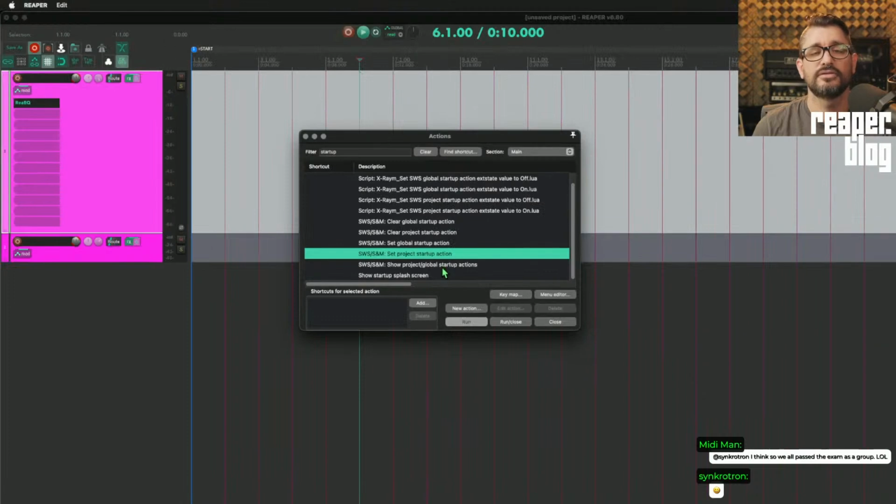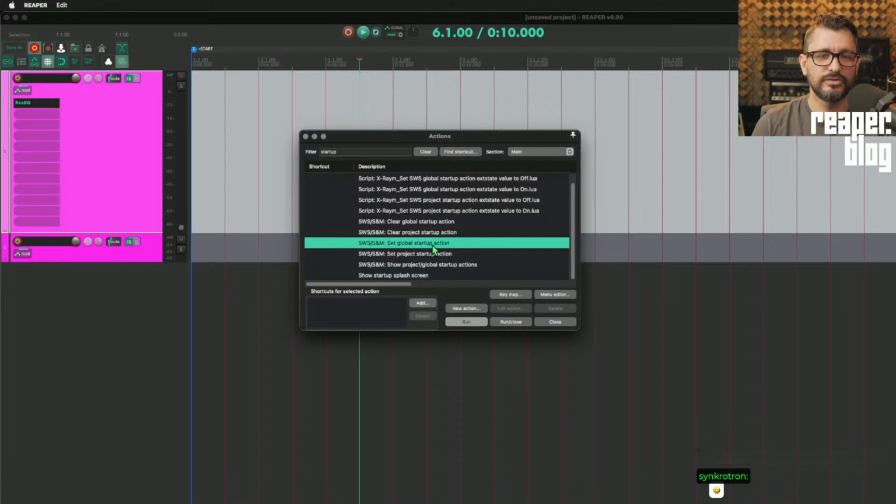Project startup action runs every time I load my template or new project. So that's just set into my default template. But the global one runs the first time you run Reaper. It doesn't run again on each project load. I did do a video explaining this in more detail.